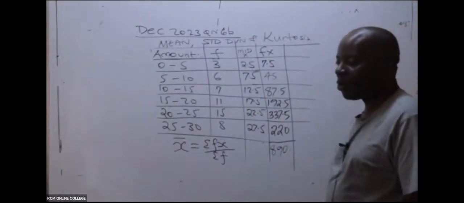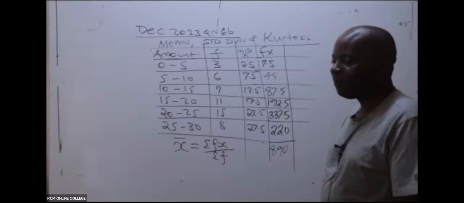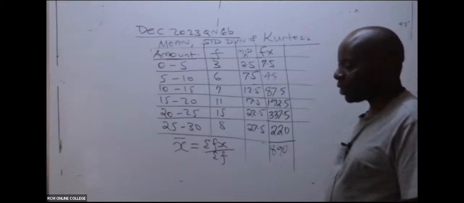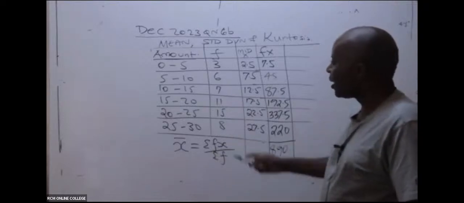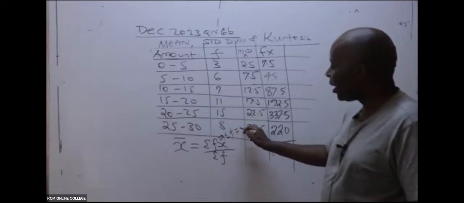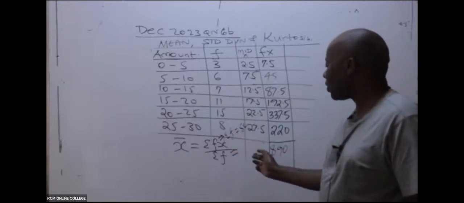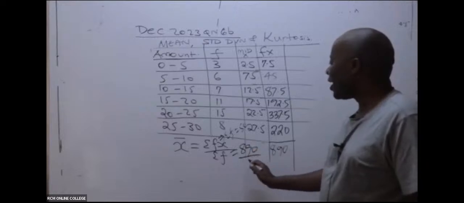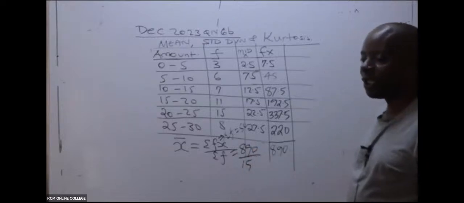I remember somewhere they spoke of, were they 50 students? Frequency summation is 50. Thank you so much. So the summation of frequency is 50. So then come and take the quotient. So we are taking here 890, the numerator, divided by the summation of frequency, which is 15.